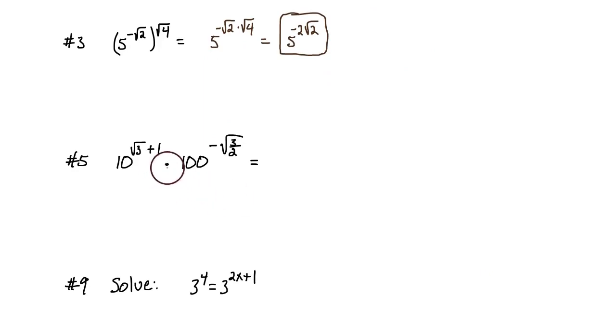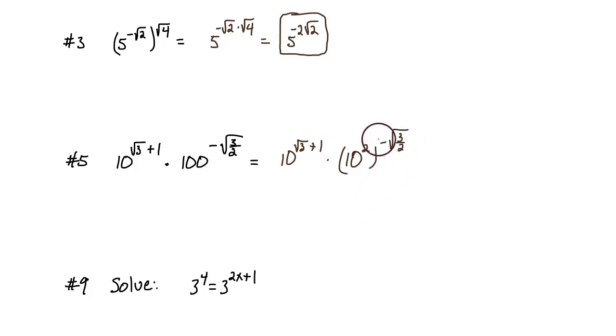Number 5, before we multiply together, let's rewrite so they have the same base. Instead of 10 and 100, let's rewrite the 100 using a base of 10. So this is 10 to the square root of 3 plus 1 times 10 squared to the negative square root of 3 halves.